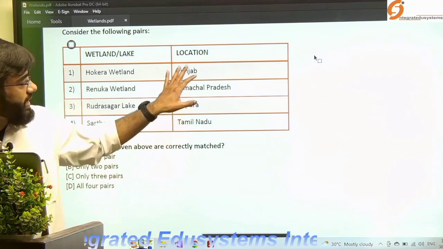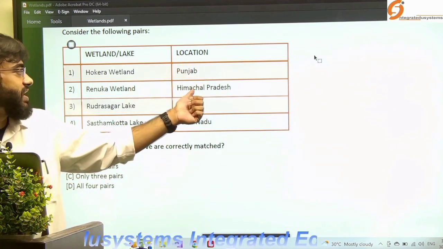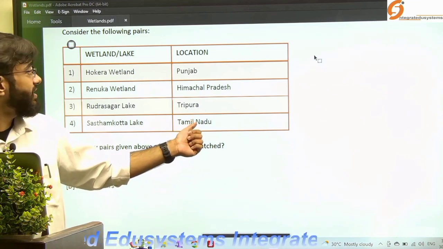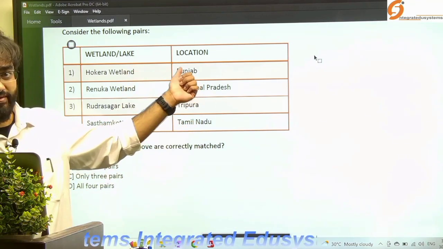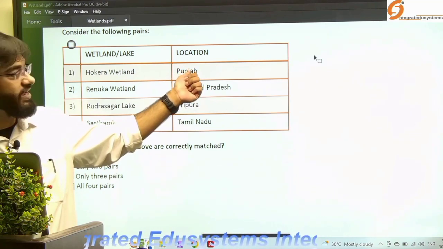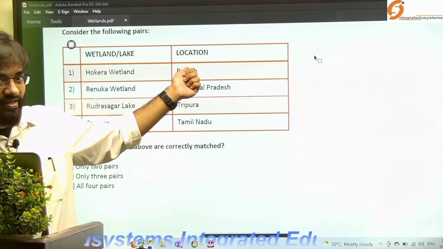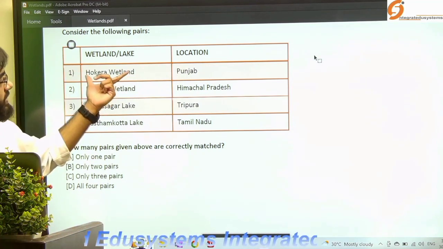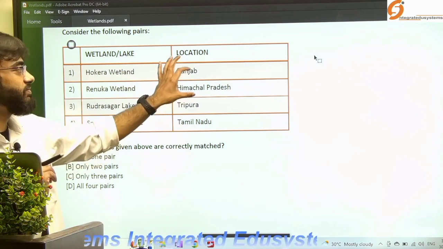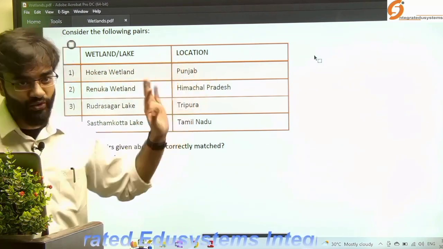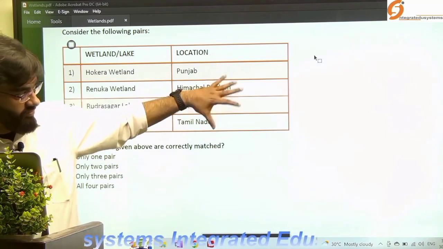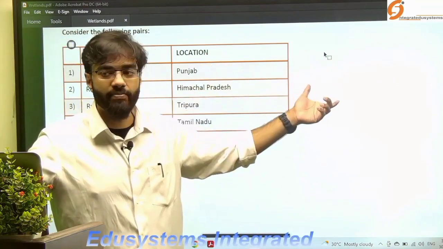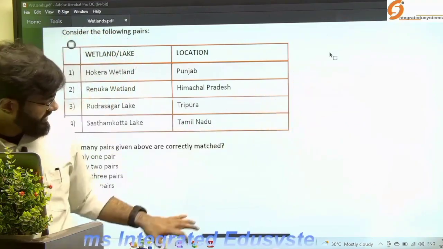Here again, if you know this, Renuka wetland is in Himachal Pradesh. Rudrasagar Lake is in Tripura. This is incorrectly matched; it is in Kerala. And for Hokera wetland, you need to know where it is. I'll be showing you the map here, and then you will come to know. Normally we match the term with some place, like it sounds like a place in Punjab. Don't do that. When I show you a map, the ultimate idea is that you need to create a map and then revise it time and again.